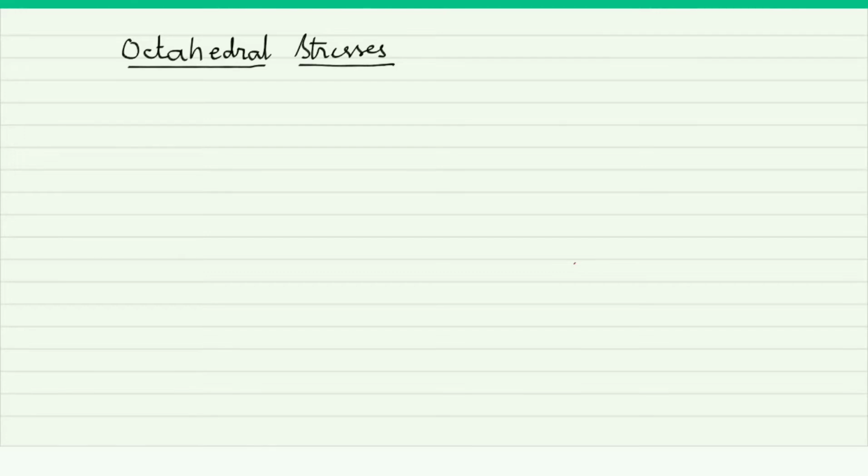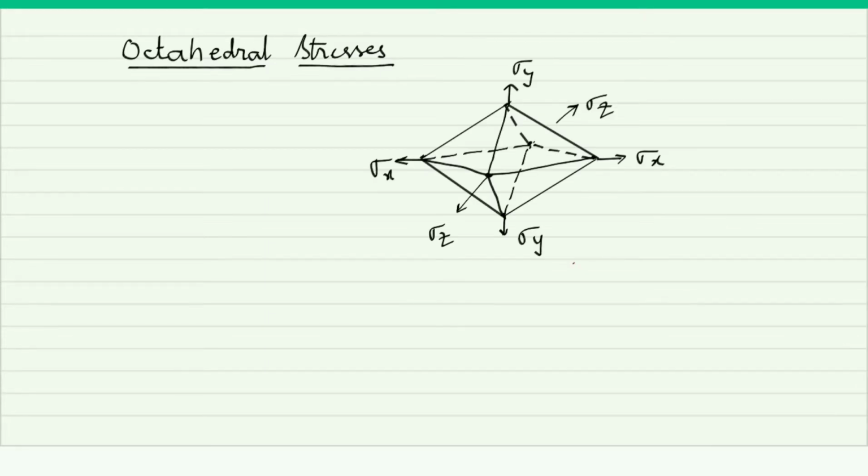In this video, we will discuss octahedral stresses and how to determine them. What are these octahedral stresses? When we choose the frame of reference along the sigma x, sigma y and sigma z axes, a plane that is equally inclined to all these three axes is called an octahedral plane.